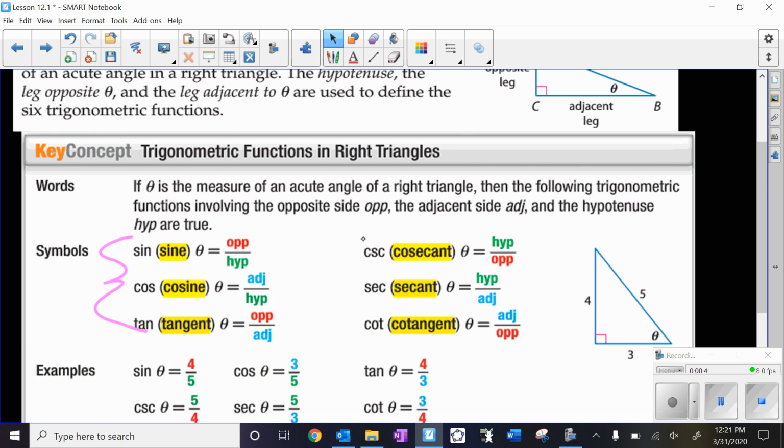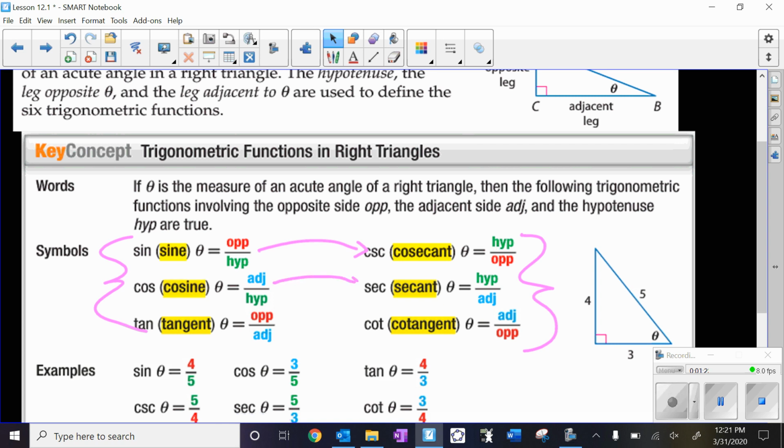Now I'm going to add 3 more to your understanding. The first one being cosecant, then secant, and cotangent. These 3, cosecant, secant, and cotangent, are considered reciprocal functions. In other words, they just take, for example, sine to cosecant. If sine is opposite over hypotenuse, cosecant is hypotenuse over opposite. It just flips it. In other words, it's just the reciprocal.